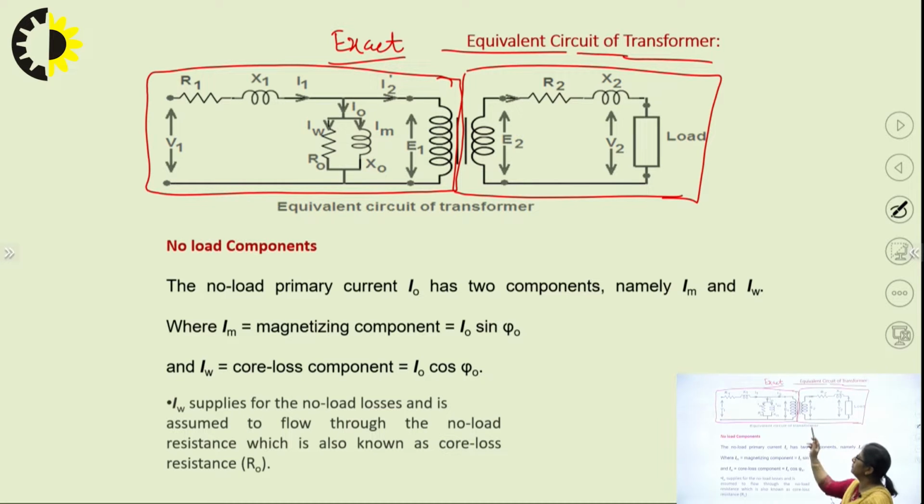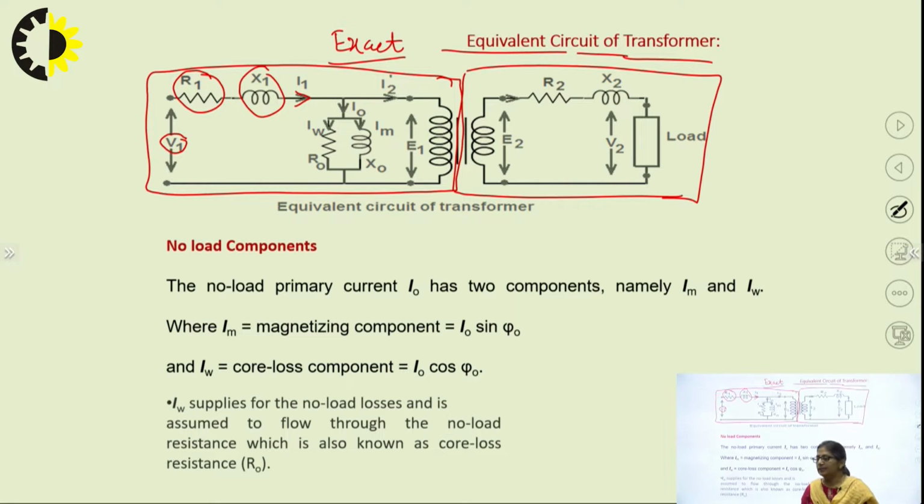As we see in the primary circuit, what are the components? The input voltage given to the transformer is V1. The input current taken by the transformer is I1. R1, what is R1? R1 is the primary winding resistance. X1, what is this X1? X1 is the leakage reactance of the primary winding.